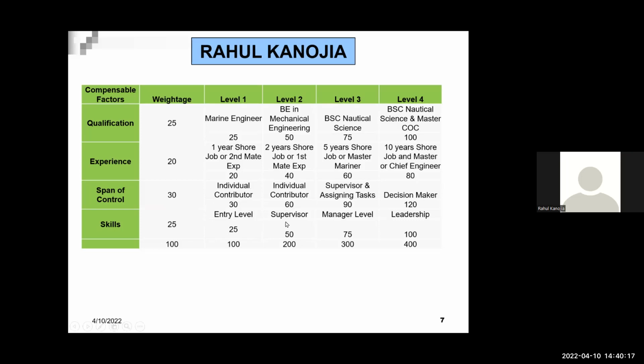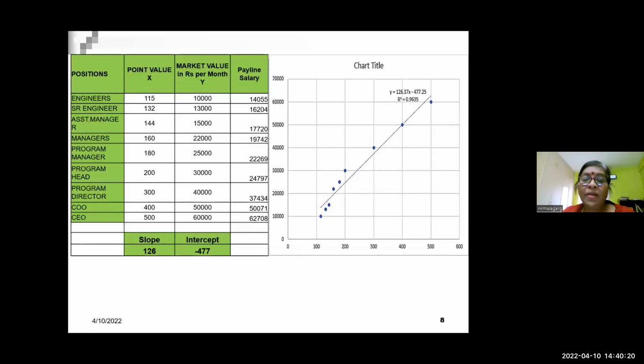Okay. Now, other than that, I've seen R square is 1, 96%. It means 96% of your market, I mean, pay line data is dependent on point value, which is really very, very good. Okay. So all of you seem to be becoming champions of regression. Now you can do a train the trainer program also for others. Okay. Very good, Rahul. Thank you, ma'am.